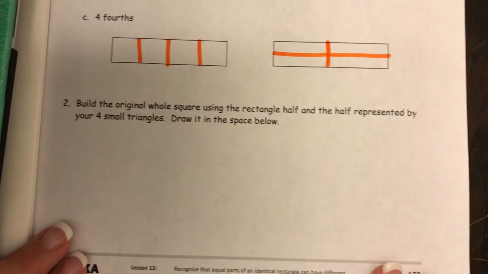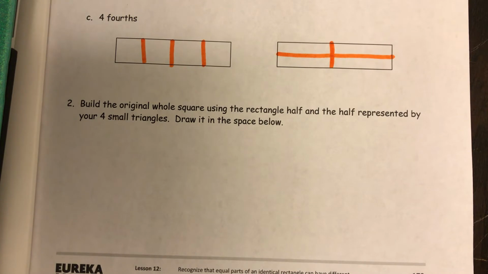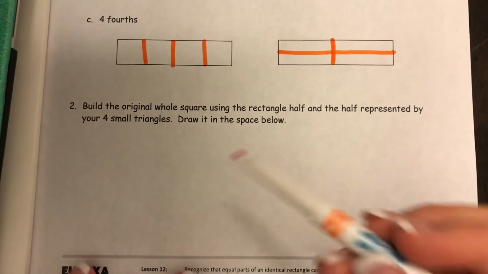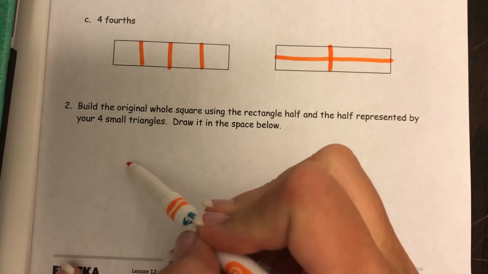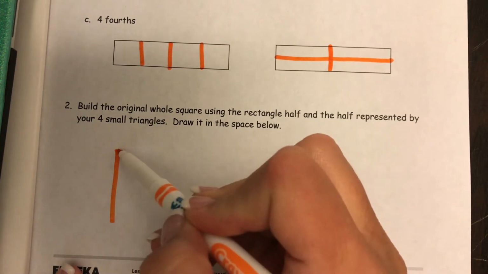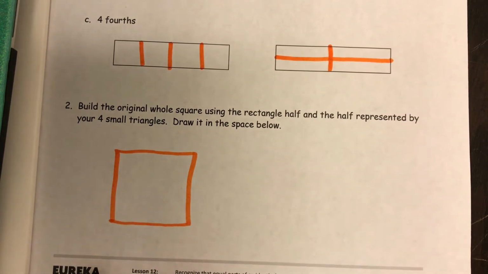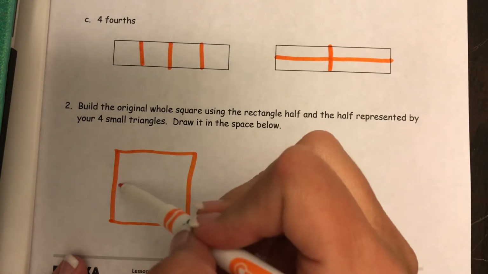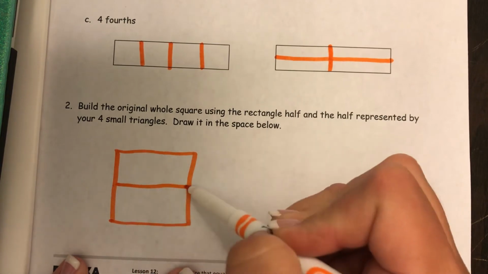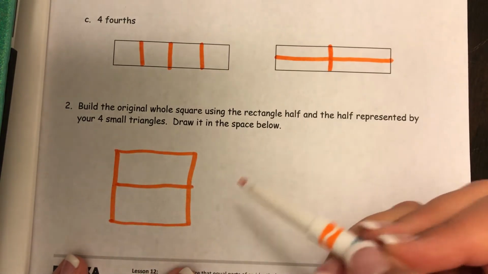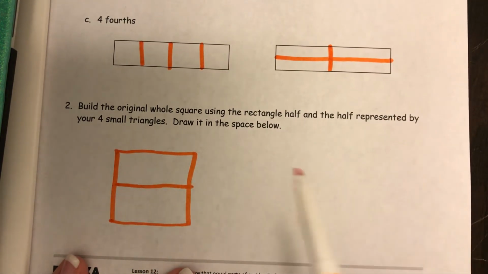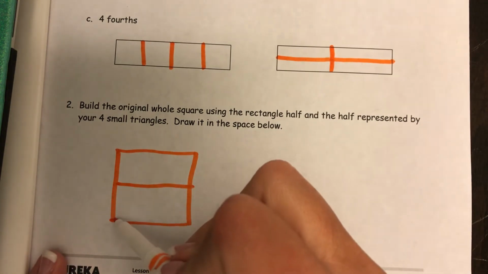Okay. Now it asks you to build the original whole square using the rectangle half and the half represented by your 4 small triangles. So I'm going to show you what this means. Your whole square, so you're going to build your whole square. So your square should look something like this. Okay? Using the rectangle half, so this would look like a rectangle, right? And then the other half is represented by triangles. How can you do that?